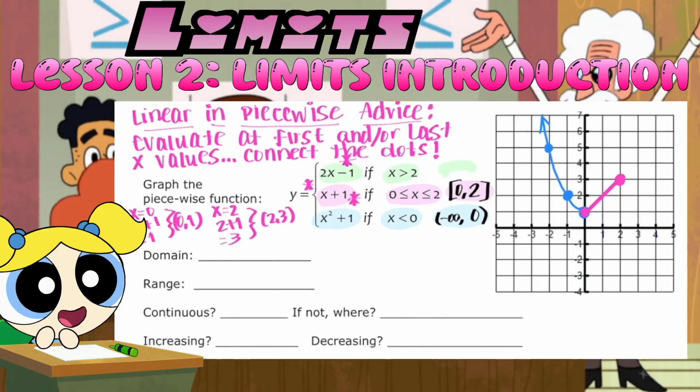Here, x is greater than 2. What is that as interval notation? Greater than 2 would be 2 comma infinity.